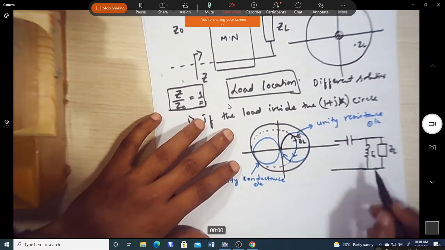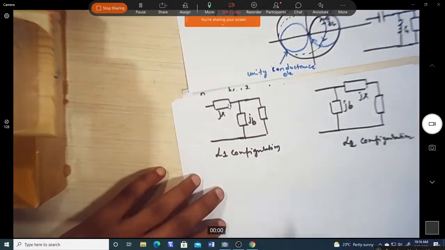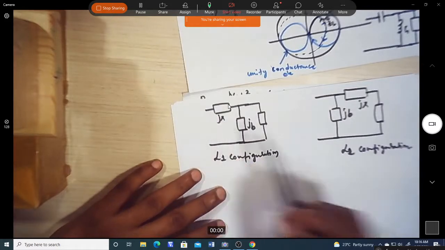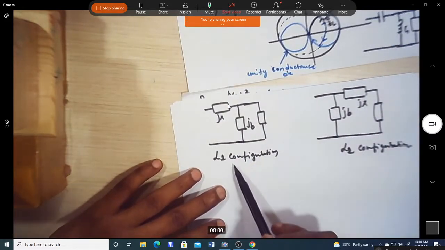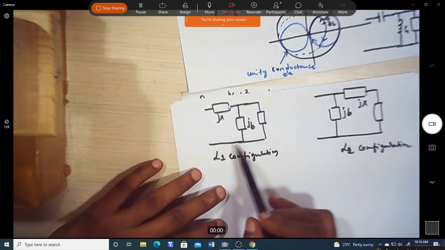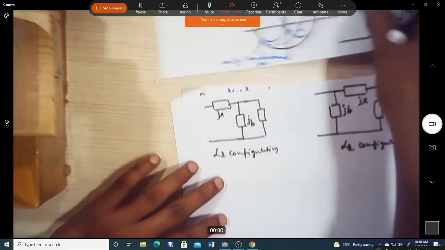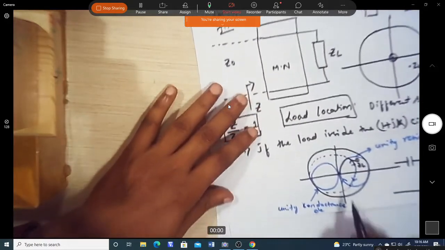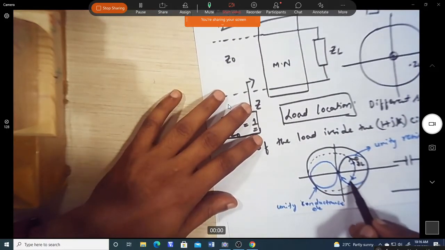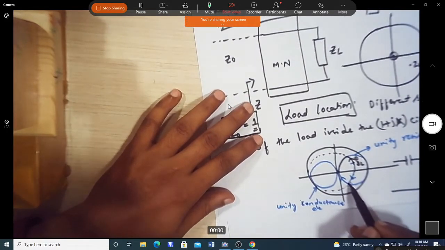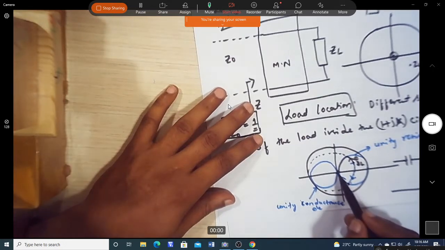Now we can compare this configuration. We have a shunt element and a series element, so this is the same as the L1 configuration. Similarly, you can take the second solution, where we move downwards to the unity resistance circle and then move into the center.